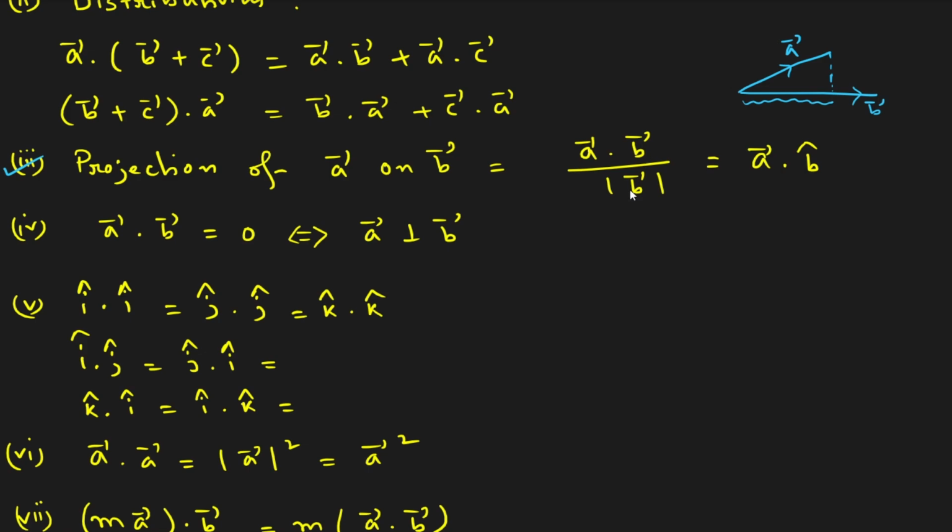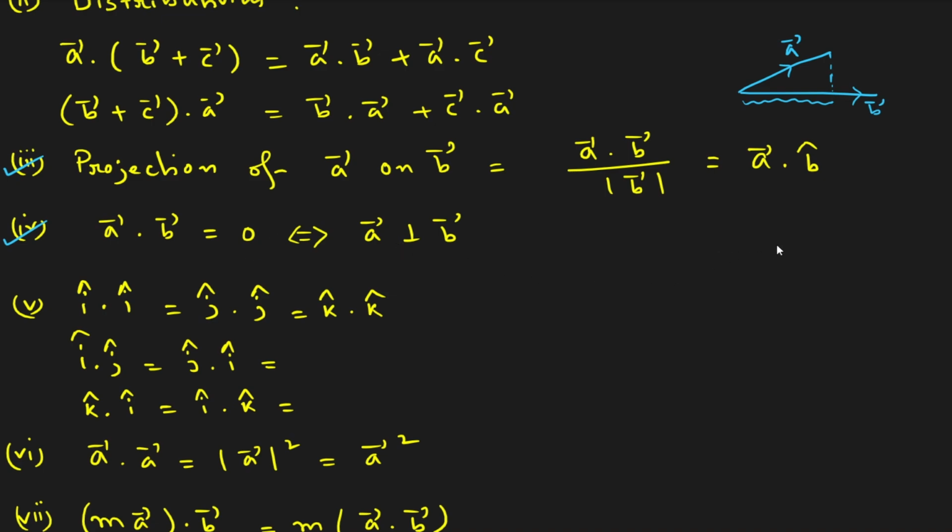Now you see b bar by modulus b bar. You know that a vector divided by its magnitude is the unit vector along the b bar direction. So you can write it like this also: a dot b cap. And then one more interesting thing is, if a bar dot b bar equals 0, then they are perpendicular.